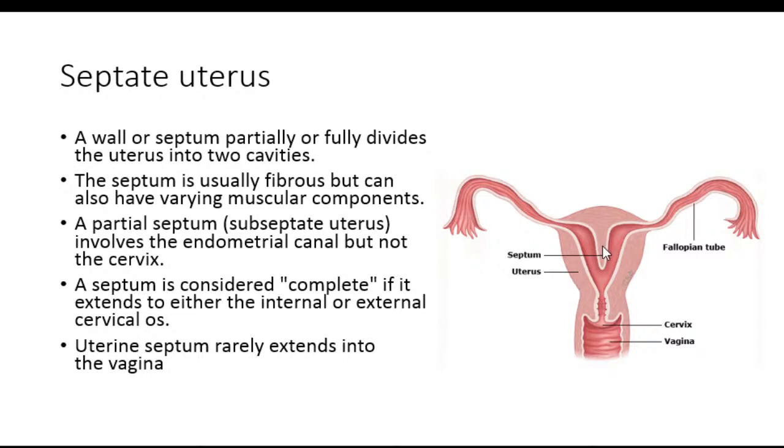In this case, it usually goes down to the cervix completely. If you enter with a hysteroscope inside the uterine cavity, you see two complete compartments. Uterine septum rarely extends to the vagina. That's a different pathology. It's a septum in the vagina.